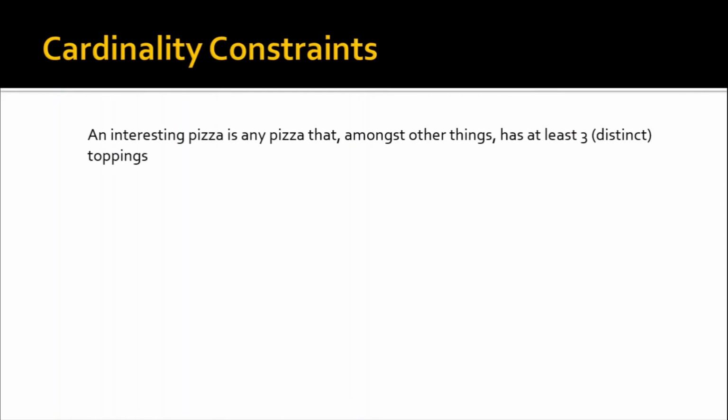Now let us come to the examples of cardinality. We know that cardinality is really counting the number of the same relation coming out of a particular subject. That is what we call the cardinality of that relation with respect to the given subject. So we are defining the class of interesting pizza. An interesting pizza is any pizza that, among other things, has at least 3 toppings. So it is the case of simple cardinality.